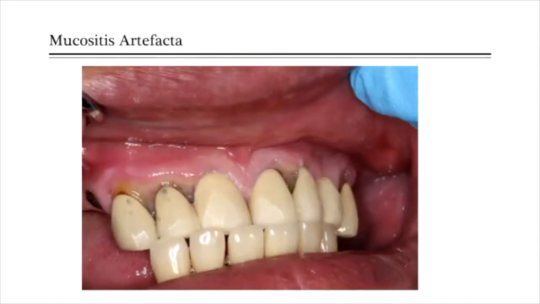Okay. The last thing I want to tell you about is a condition called mucositis artifacta, which is a term that I have coined, and I will explain why. Okay, so what we're seeing here is a patient who has a 1, 2, 3, 4, 5, 6, 7 unit bridge, but they're all joined together, okay. Some lovely work that was done in Southeast Asia. She's actually not class 3, but she bites like that because she's been posturing for it for so long, and that's just what she does now, okay?